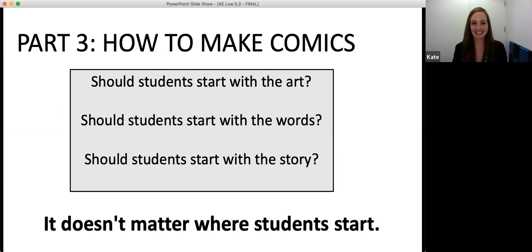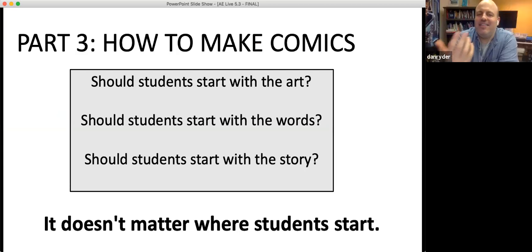If we go right to the next slide, these are 3 questions I hear all the time. Should I start with the art, or should I start with the words, or should I start with coming up with a story? And the reality is, it doesn't matter where you start. You can start with any of those.